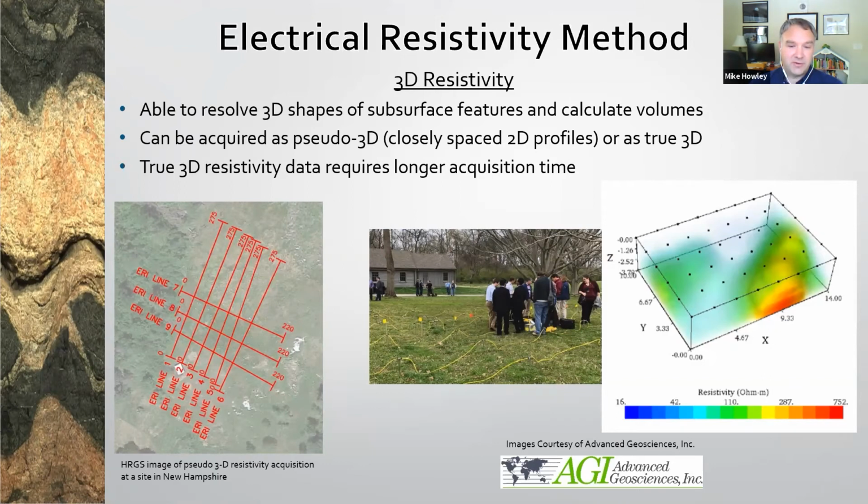The survey on the right was a demonstration conducted by the equipment manufacturer at a conference to detect a paleo channel feeding a spring house. You can see the interpreted location of the paleo channel in the inverted 3D dataset right there.